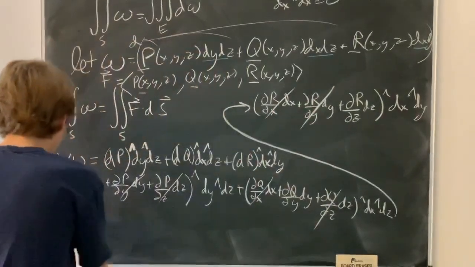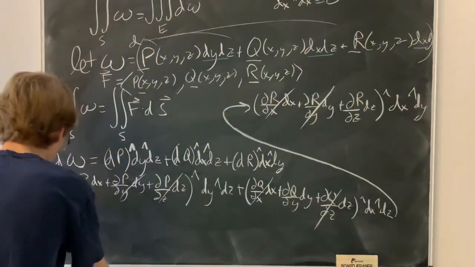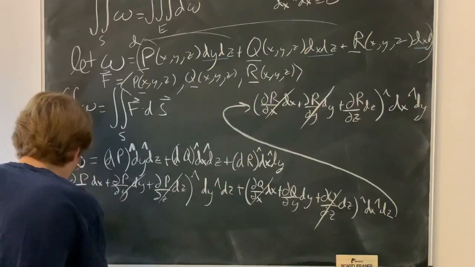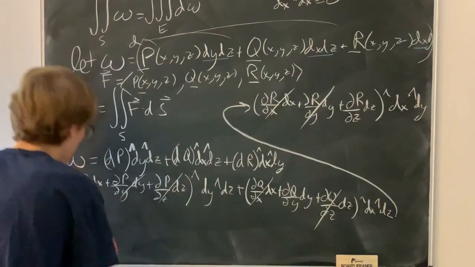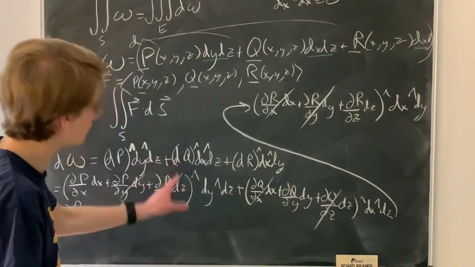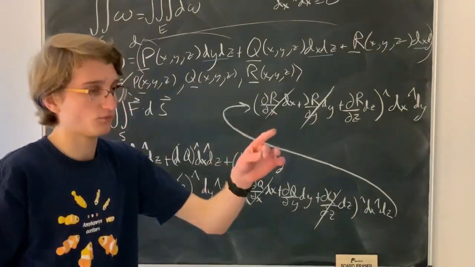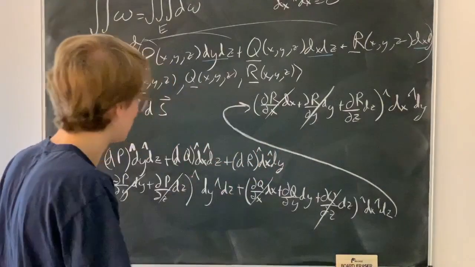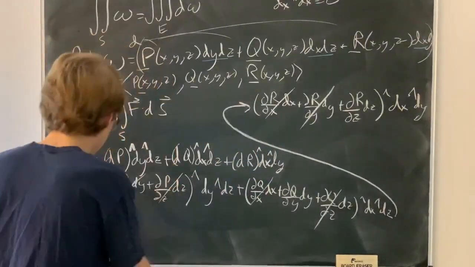So what are we left with? Well, we have del P del x, dx, and then wedge dy, wedge dz, but we can then convert that back out of wedge form just by removing the wedges.